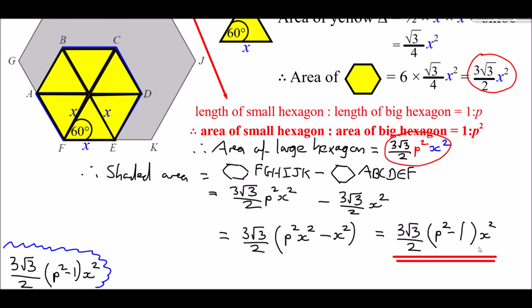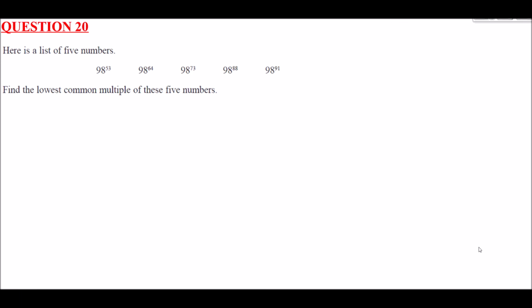Let's have a look at the next one. Luckily, this is a 1-mark question. This is absolutely horrid what they've done here, in my humble opinion. You've been given a list of 5 numbers. This really gets you thinking, or crying. 98 to various powers. You need to find the lowest common multiple of these 5 numbers.